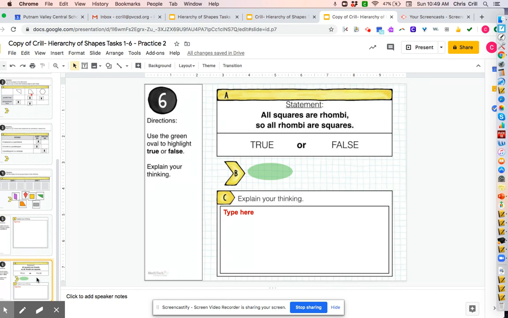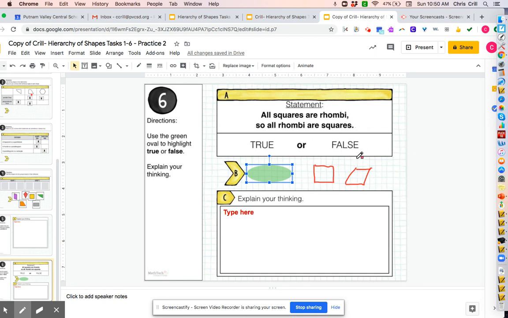And finally, like yesterday, you're given a statement and you have to decide whether that statement is true or false by dragging that over the proper word, and then you're going to explain how you know. All squares are rhombi, so all rhombi are squares. Well, let's think about that for a second. If I were to draw a square here, so there's a square, and we'll draw a rhombus next to it, a rhombi next to it. And let's just read those statements again.